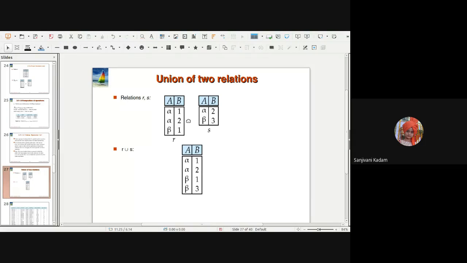Here, relations R and S both have the same columns, A and B, and I want to perform the union. Then R and S can be combined. The number of columns, A and B, will remain the same, but the number of records will be the combination, the union, of these two.